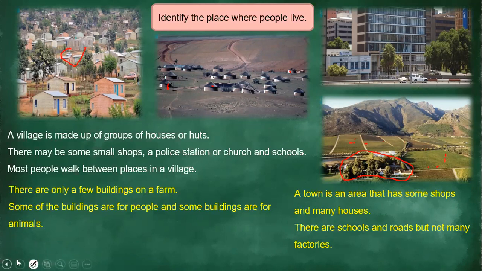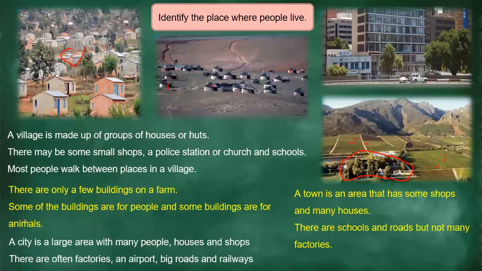Yes, this is a city. This picture shows that this is a city. A city is a large area with many people. Those who are from Johannesburg can tell that Johannesburg is a city here in South Africa, okay? It has a lot of people. Also Pretoria is a city, okay? It's where there are a lot of people.